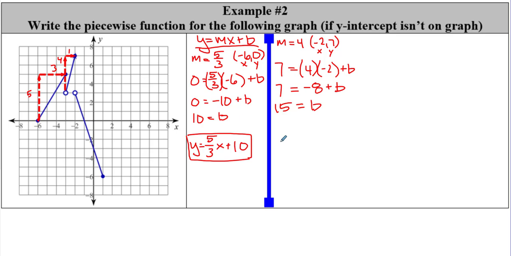And then now we can write this in slope-intercept form. y is equal to my m value of 4. I put my x out in front. And then I have my b value of +15. Okay, that is my second equation. All right. Let's go ahead and block this off.